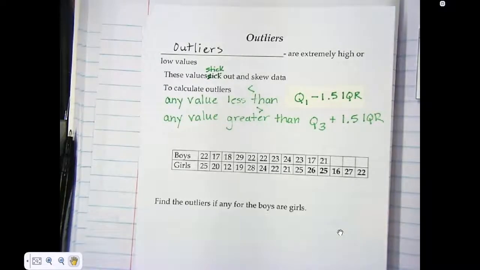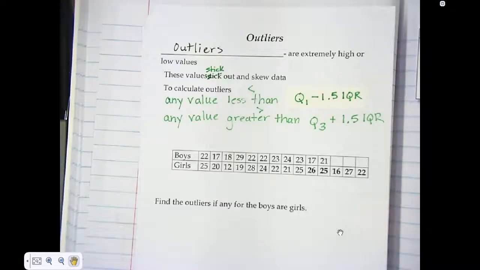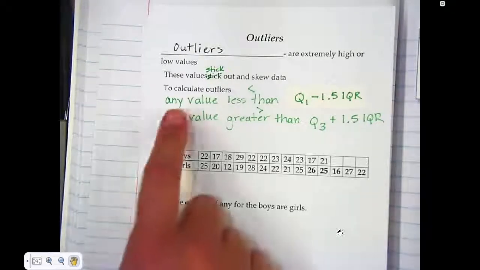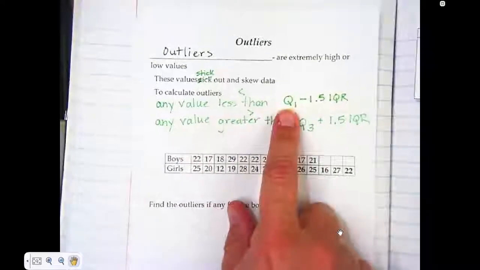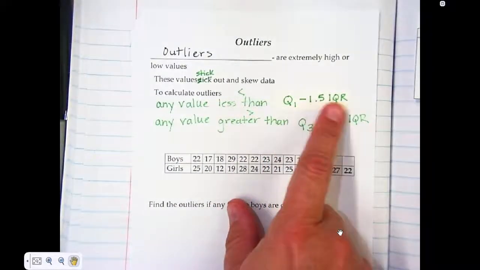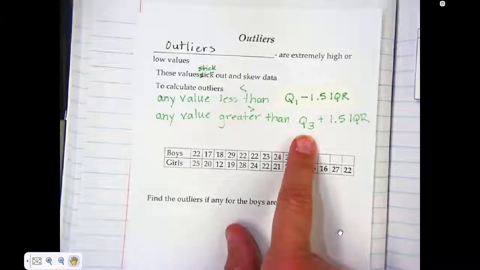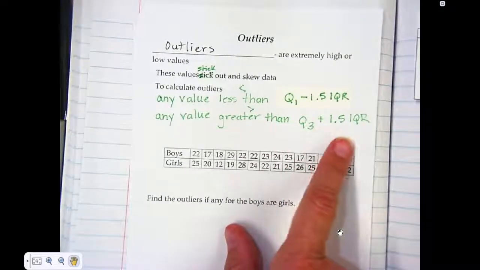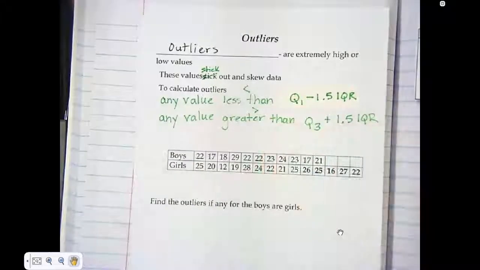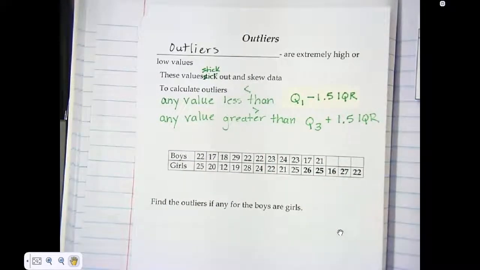Now, to calculate outliers, because what I think is extremely high or extremely low, and what you think are extremely high or extremely low are two different things, we need to find some common ground. So our rule for outliers is any value less than the first quartile minus 1.5 times the IQR, or any value greater than the third quartile plus 1.5 times the IQR. So you're going to want to copy those formulas down, and that is something you need to memorize.